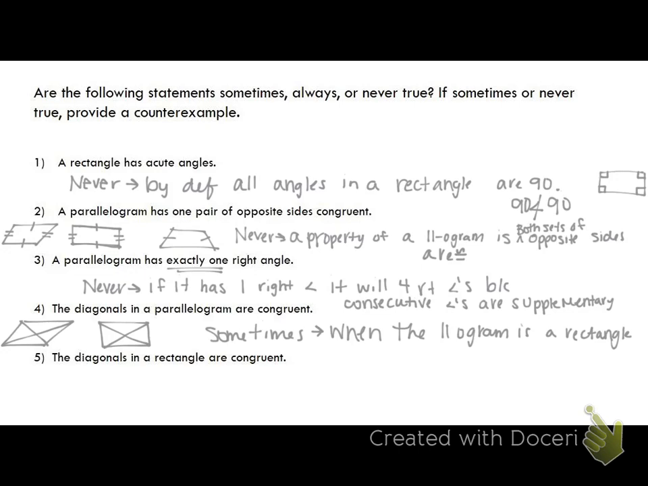The diagonals in a rectangle are congruent. Think about the proof we just did. The diagonals in a rectangle are congruent. Always. We just proved that on the previous slide. A property of a rectangle, you're right, but I'm just writing this anyways, is that diagonals are congruent. Now you're paying attention when you don't have to write that much, right? When it's always.